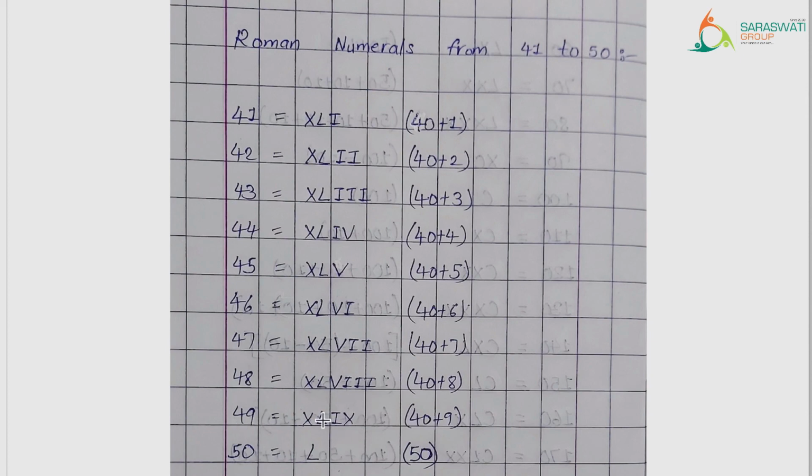So these are the Roman numerals for the numbers from 41 to 49 and we already know that L has the value 50. So Roman numeral for 50 is letter symbol L. So now students, we have had a look at the Roman numerals from the numbers 1 to 50. And students, remember we have written all the Roman numerals with capital letters.